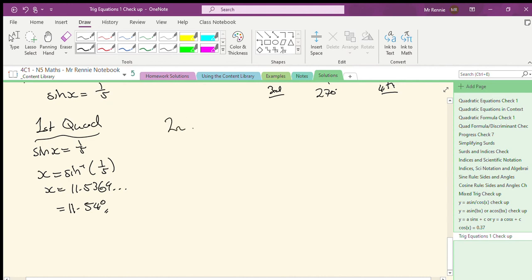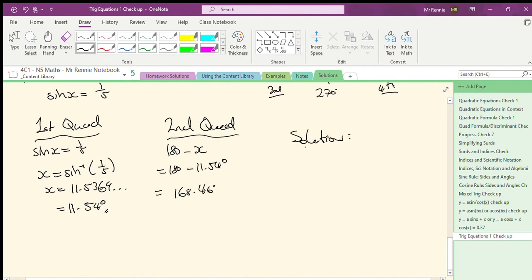My second answer lies in the second quadrant. The rule was we do 180 minus x for that one, so that's going to be 180 minus 11.54 degrees, and that gives me an answer of 168.46 degrees. So my solutions, x would equal 11.54 degrees and 168.46 degrees. Okay, so those were the solutions.